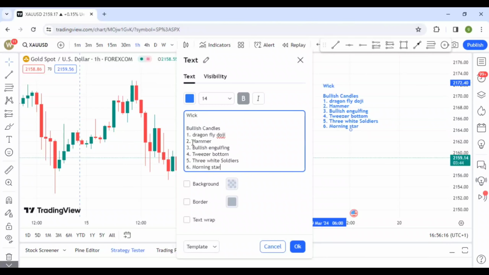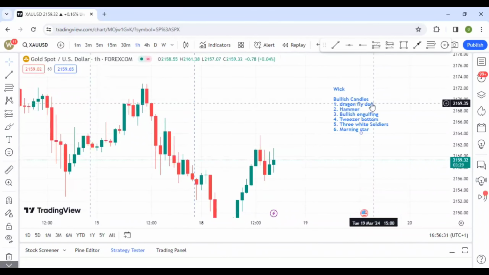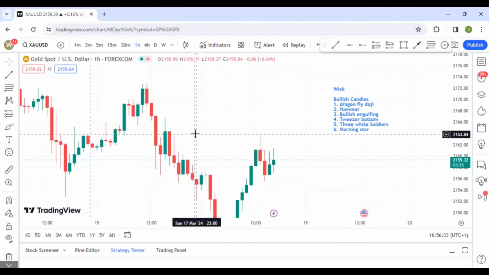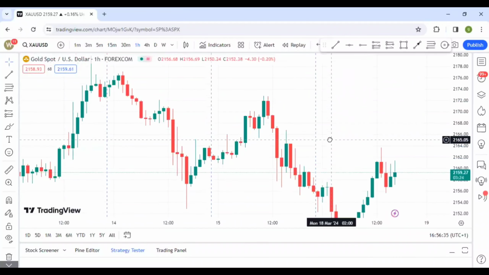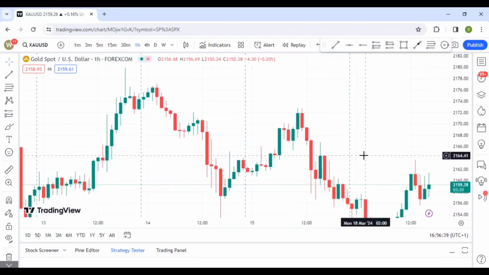Okay, these are the few ones under bullish candle. So let's take it one after the other. Under bullish candles, the first one is dragonfly doji. So let's go to our chart and look for where we can find this. This is the one we are dealing with right now, the first one, dragonfly doji. Let's go and look for a good dragonfly doji.